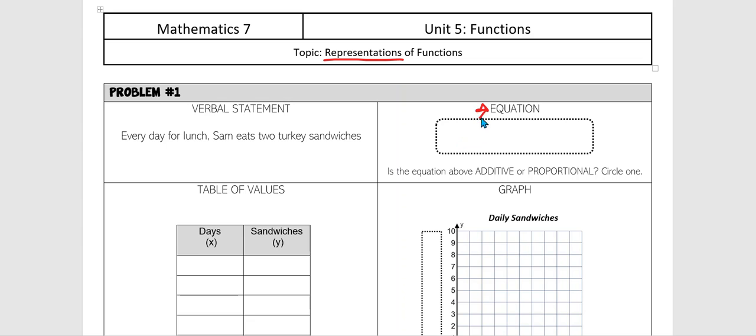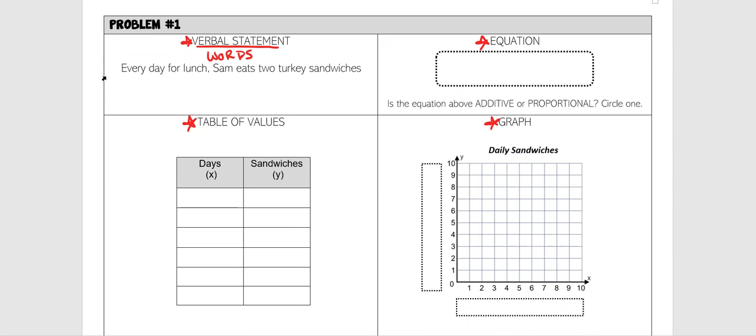So we've talked about equations, we've talked about tables, and we've talked about graphs. Today we're going to introduce a fourth representation we call a verbal statement. Basically, this means describing what's going on in words. Those words will describe what we see in an equation, in our table, and in our graph. So in our first example here, we see that every day for lunch, Sam eats 2 turkey sandwiches.